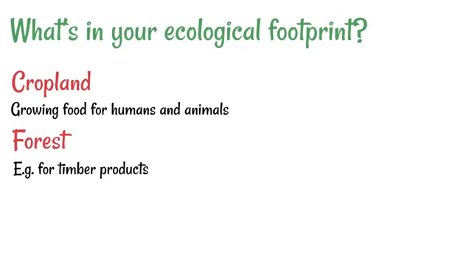Next, what about forest land? For example, for timber products. Now, there are lots of products that are produced by forests, but let's think about timber as an example. Do they have a house that's made of wood? Do they have furniture made of wood? Do they have shelving in their house that's made of wood? Any wood product would need to be taken into account.